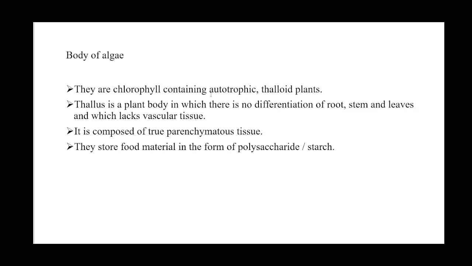Algae are chlorophyll-containing autotrophic thalloid plants. Because they are autotrophic, they can make their own food material. And what do we mean by thalloid? Thallus is a plant body in which there is no differentiation of root, stem, and leaves, and which lacks vascular tissue, that is, xylem and phloem are absent. Algae are composed of true parenchymatous tissue. They store food material in the form of polysaccharide or starch.